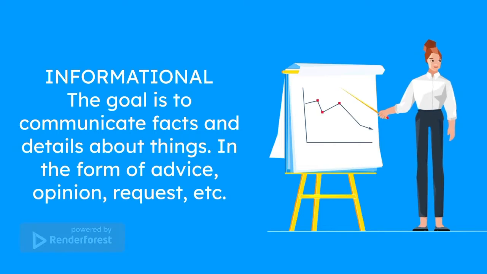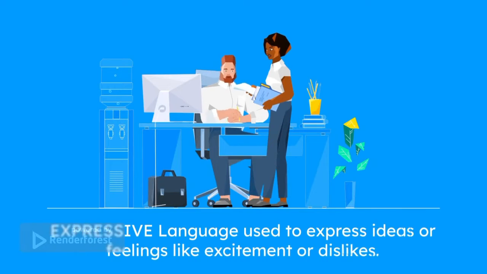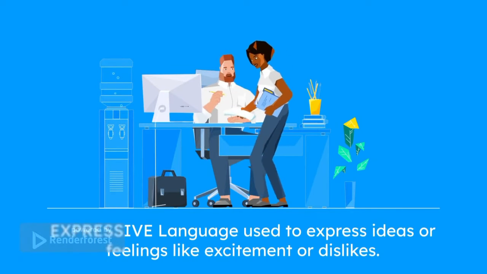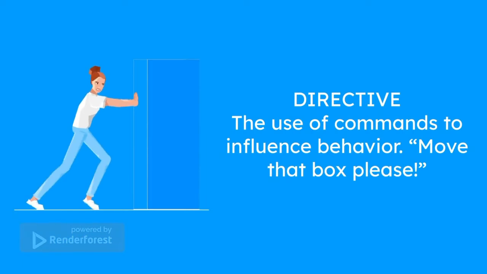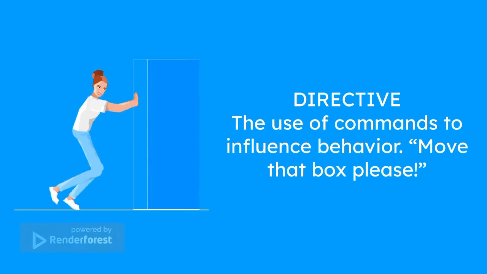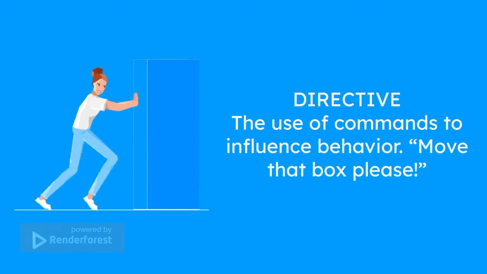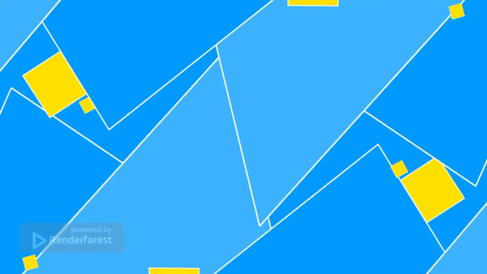The informational function has the goal of communicating facts in the form of advice, opinions, requests, also about giving and receiving information. The expressive function is used to express emotions and feelings. For example, we use the word wow when something is surprising or amazing to us. The directive function has to do with the use of commands in order to influence behavior. For example, you can ask somebody to do something or give directions.